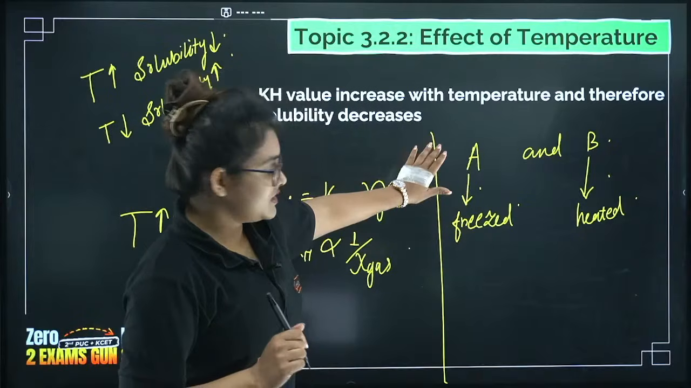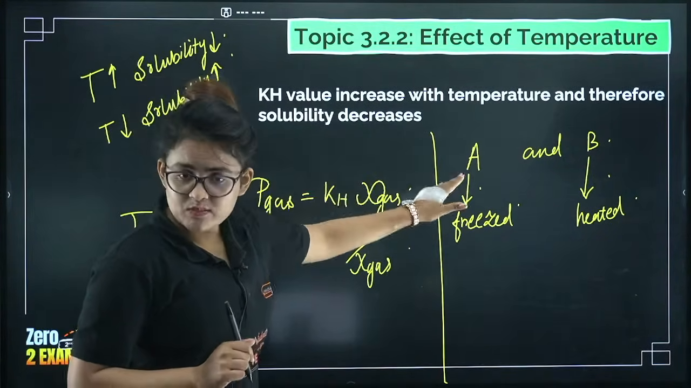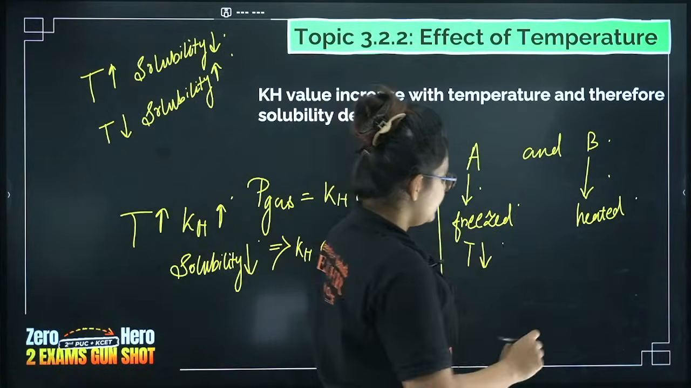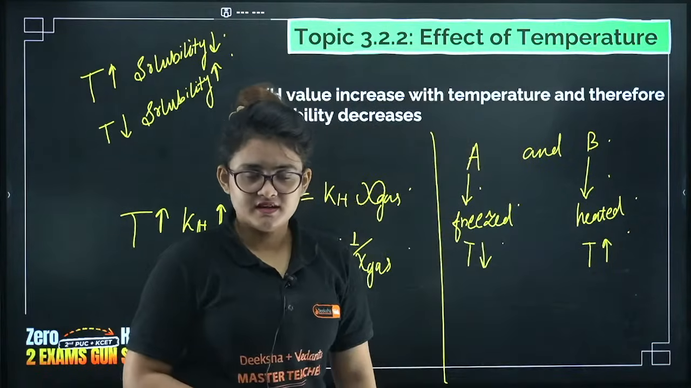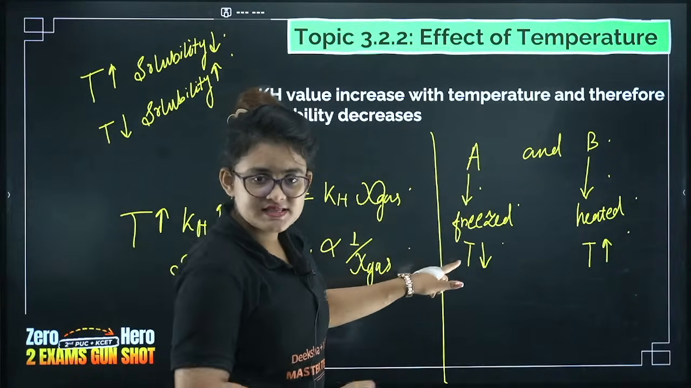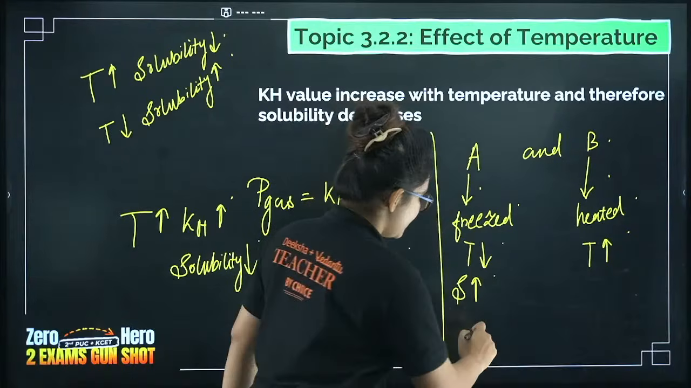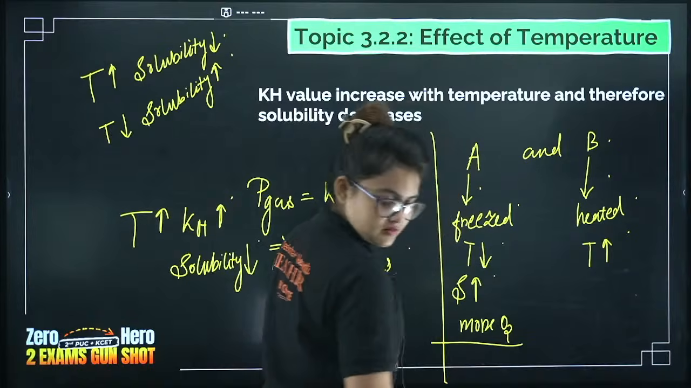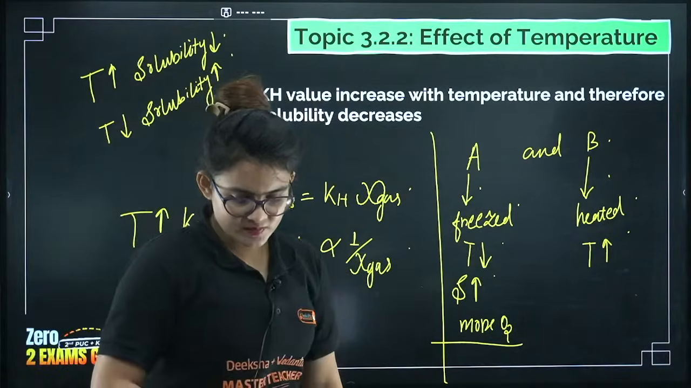Okay, so here you can see in A, as it is frozen, the temperature is decreased. In B, the temperature is raised, right? So in this case, here the temperature is decreased, meaning solubility increases, meaning here I will have more oxygen. Okay, I guess it's clear to you. Let's proceed further.